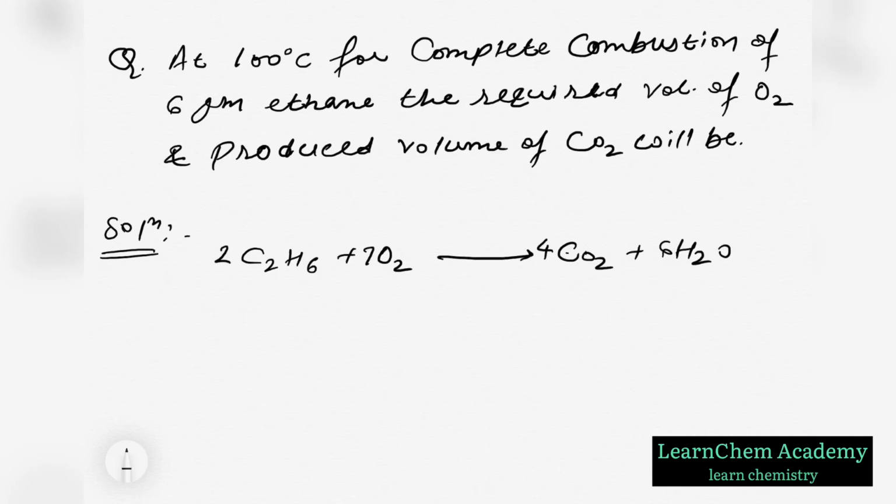Okay, so this is the balance equation. In this balance equation we can get the weight of this. The weight of this is 30 gram, so 2 into 30 gram means we can say this is 60 gram weight. So 60 gram of ethane requires oxygen of 7 into 22.4 liter.